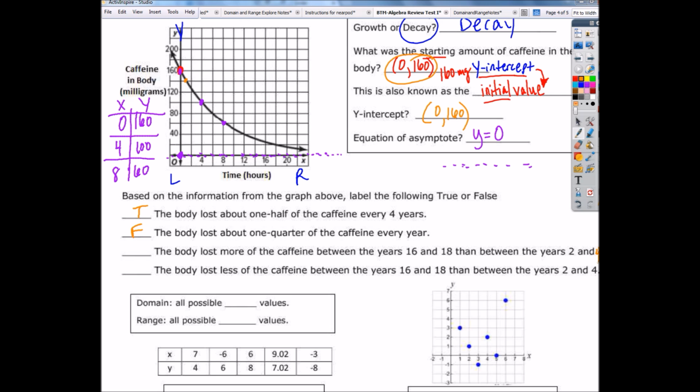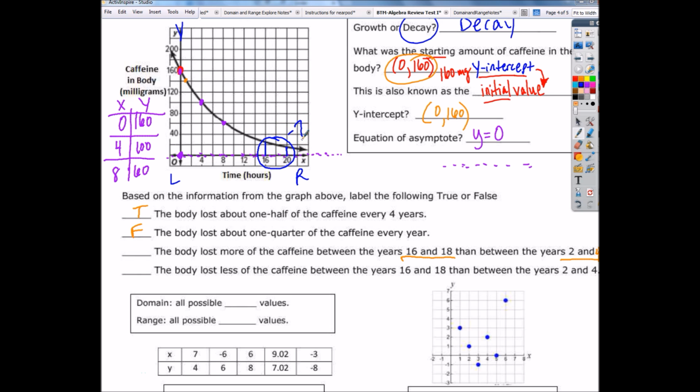So, did the body lose more caffeine between 16 and 18 than between 2 and 4? Well, let's check it out. Here's 16. Here's 18. And look, it looks like it's maybe close to 25, and then maybe 18. So maybe I lost 7.